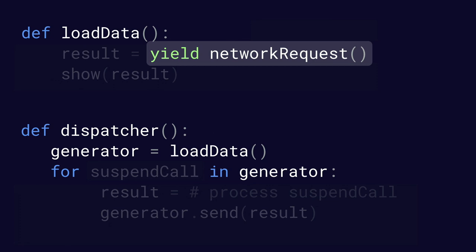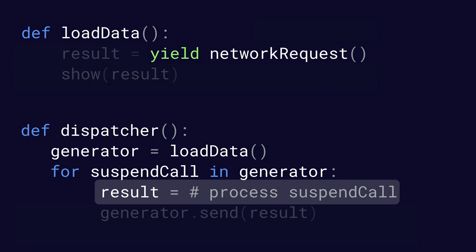So this is kind of that suspend and resume mechanism right here. It's explicit in Python. So when network request yields, it's going to go back down into my dispatcher. And it's going to pass that result into my for loop. And I'm going to call that suspend call. That's not a real name. No one in Python or Kotlin calls these things suspend calls, but I have to call it something. The idea is it's an object that represents a network request that's ongoing. And then I'm going to go ahead and process that and register a callback or some other mechanism to get a result from it.